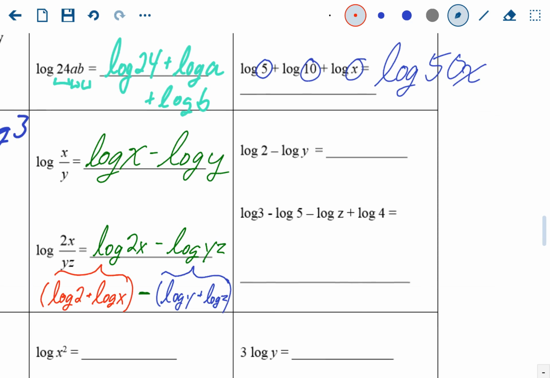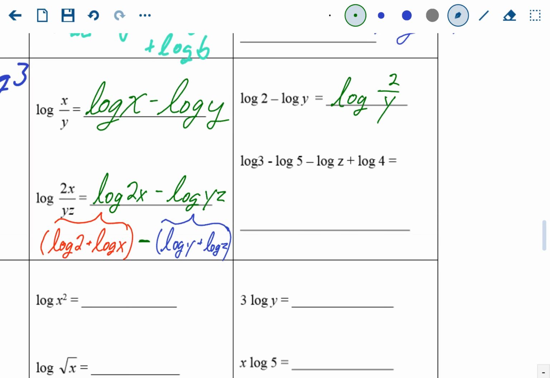All right, and the last one, condensing, I'm going from multiple logs to one log. Log 2 minus log y. Okay. It's always first over second, so 2 over y, log 2 over y. This next one, log 3 minus log 5 minus log z plus log 4.